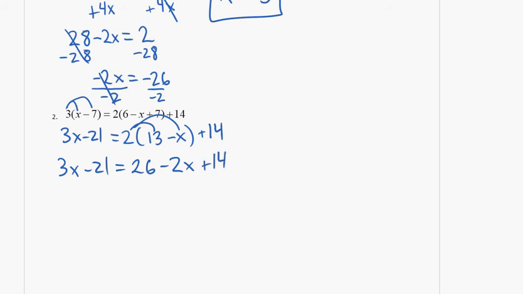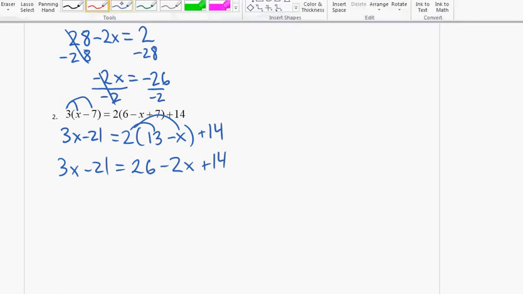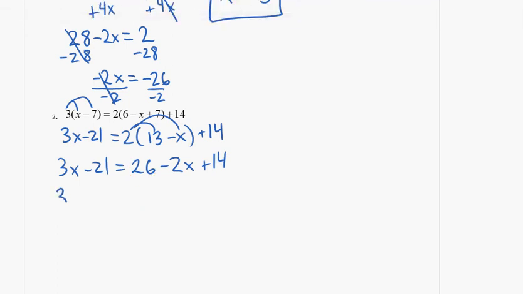Again, I've got some like terms here that I can combine. This 26 and this 14 I can put together. So I want to put those together before I start bringing one side to the other. So 26 plus 14 is going to give me 40. And then the minus 2x is still there.